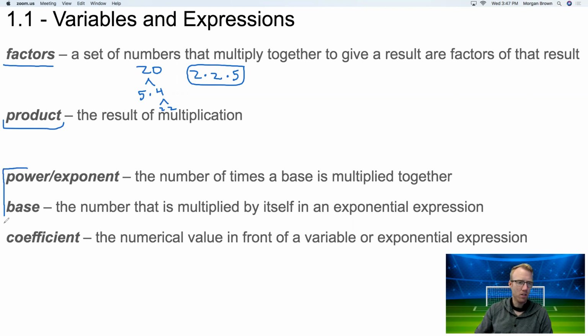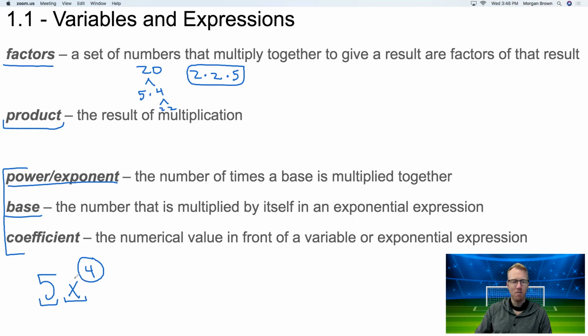The next 3 all go together: the power or exponent, the base, and the coefficient. Let me put a little example here. 5x to the 4th. The power or exponent is the 4. The base is the x, and the coefficient is the 5. The coefficient is a number in front of an expression.